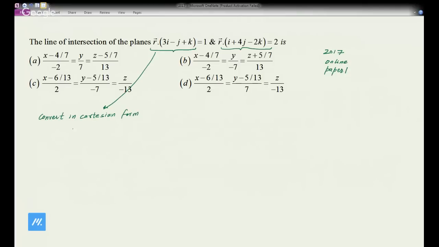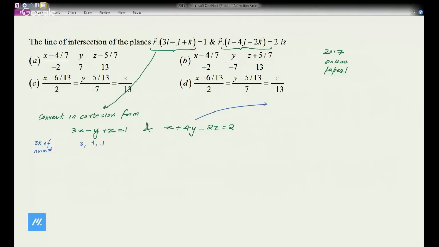Cartesian form is nothing but 3x minus y plus z equals 1, and the second one is x plus y minus 2z equals 2. Now you want to find the line of intersection of the planes. Most of you must have done this, but I just need to highlight something before doing this. It is necessary in JEE Mains, if they do not ask a tough question. So what are the DRs of the normal to the plane?